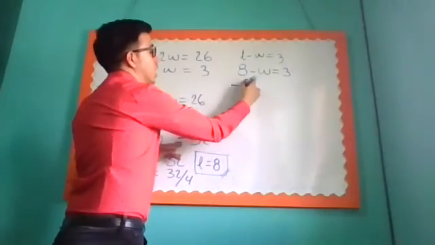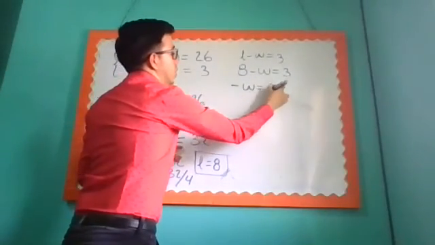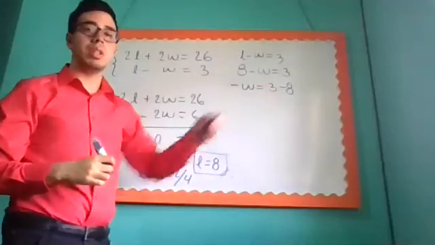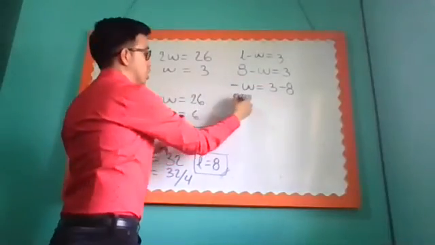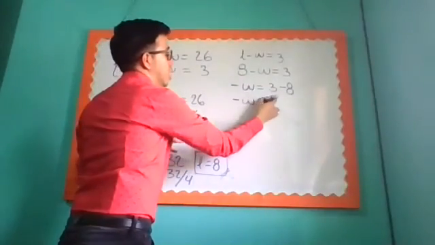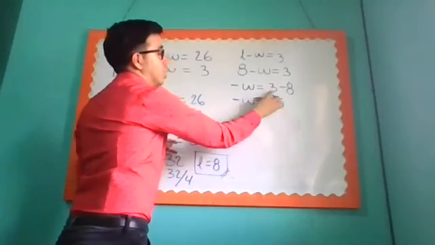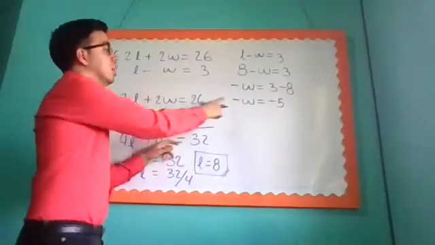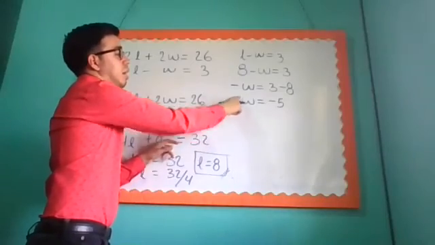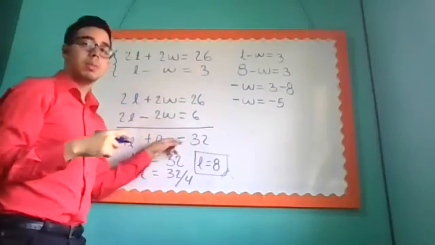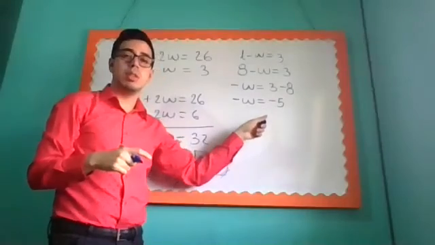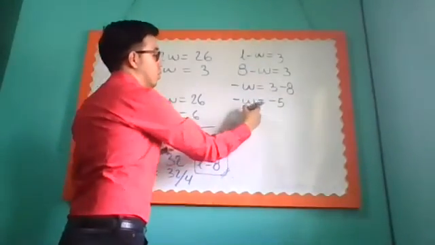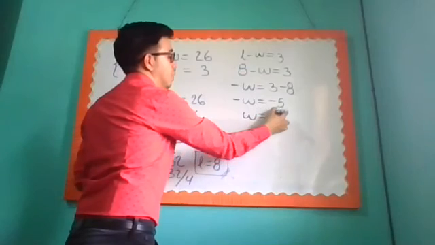Then you have that negative W equal 3 minus 8. Because we pass this to subtract to the other side. Negative W equal negative 5. We solve this subtraction. 3 minus 8 is minus 5. And the negative that is affecting your variable is going to pass to the other side. So the 5 is going to change from negative to positive, okay? So W is equal positive 5.